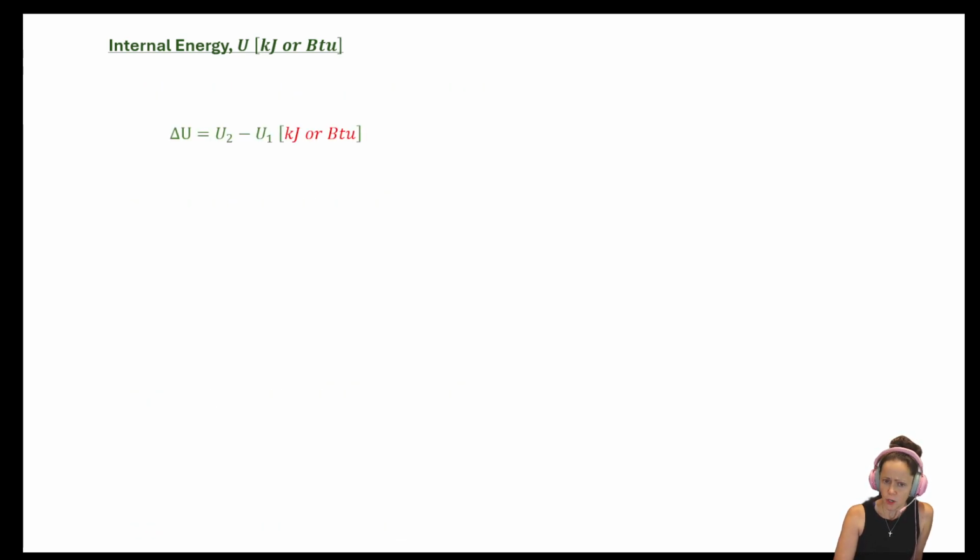So when we talk about internal energy, oftentimes we're not really concerned with the value itself. I mean, obviously we're going to be concerned with the value itself, but what we're primarily interested in is the change in internal energy. And anytime there's a change in internal energy or in anything defined, so internal energy or enthalpy, like we'll talk about in a second, it is what it is after minus what it is before. So U2 minus U1.